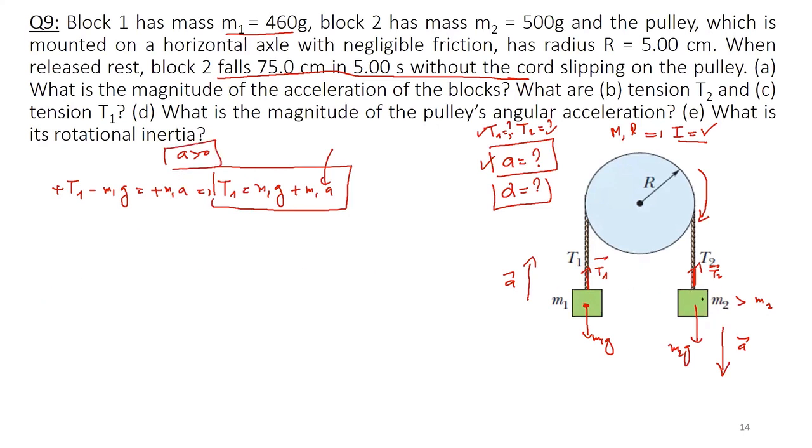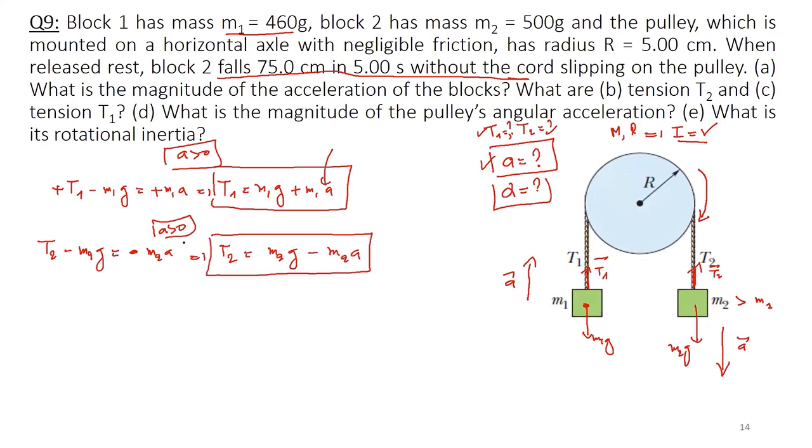Now let me apply Newton's second law on M2. So on M2, I will have T2 minus M2G is equal to minus M2A because the acceleration is downward. That's why I put the minus here. So that means this A is positive. The minus is already put here. So that means T2 will be equal to M2G minus M2A. Okay. So if I know A, I will know the tensions.